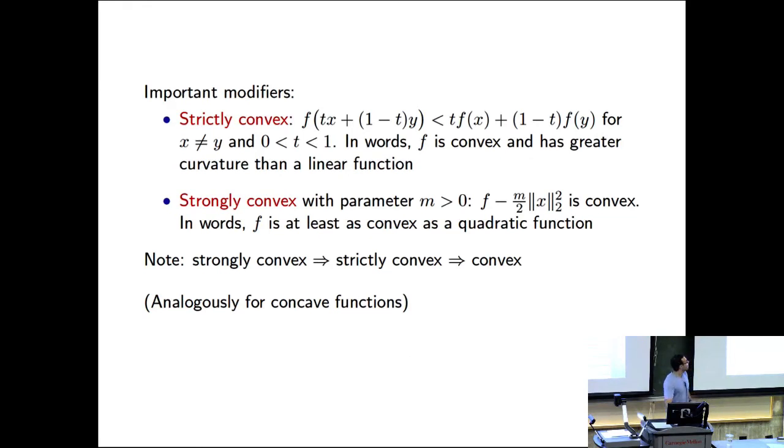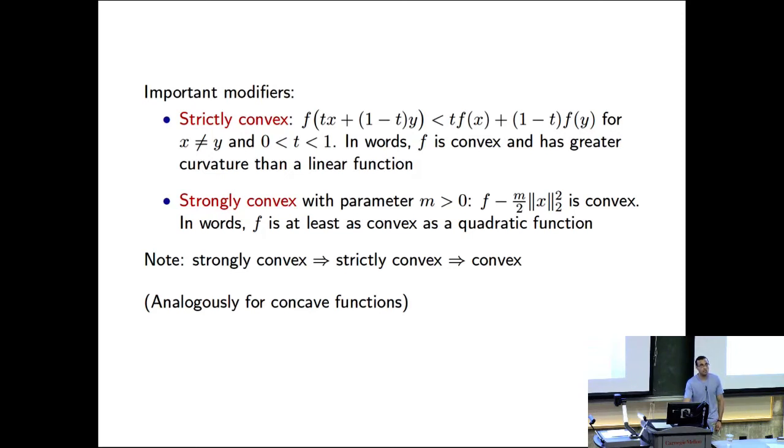Here are some very important modifiers. Strict convexity. Strictly convex means that this inequality is strict as long as t is strictly between 0 and 1, not equal to 0 or 1. In other words, the function f lies strictly below the line segment everywhere in between. It's obviously going to meet the line segment at 0 and 1, but it has to lie strictly below it in between. The way I think about strict convexity in my mind is that f is more curved than a linear function. So linear functions are not strictly convex.